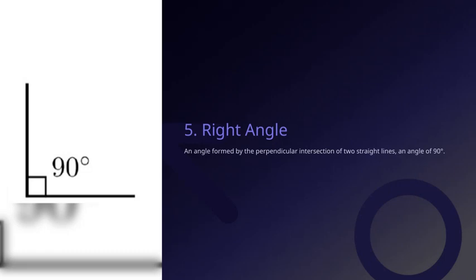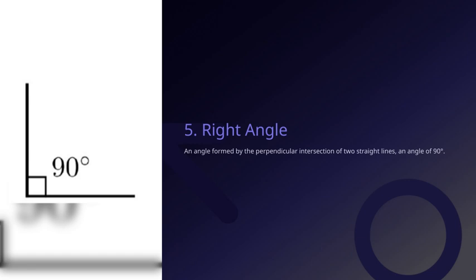Now, let's move on to the concept of a right angle. A right angle is formed when two straight lines intersect perpendicularly, meaning they meet at a perfect 90 degrees. This is one of the most fundamental angles in geometry because it represents a perfect corner or a perfect turn. When you see two lines crossing and creating this kind of angle, you know it's a right angle.